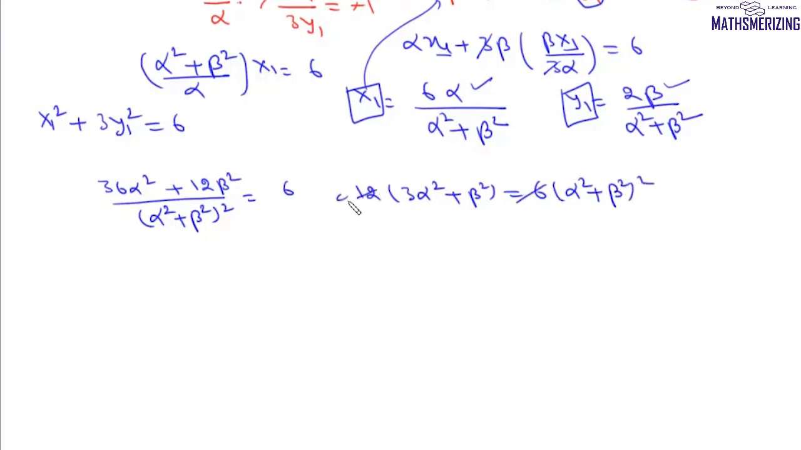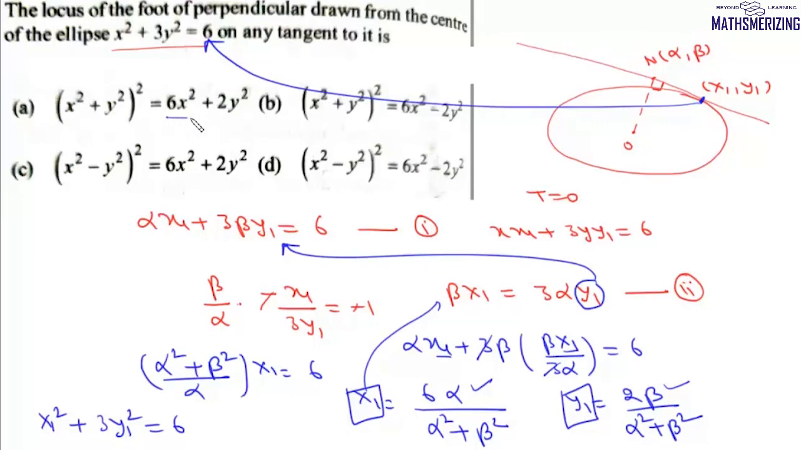We can cancel 6 with 12. So this required locus will be 2 times 3x square plus y square is equal to x square plus y square whole square. 2 times 3x square plus y square is 6x square plus 2y square, equal to x square plus y square whole square, and that's your option number A.